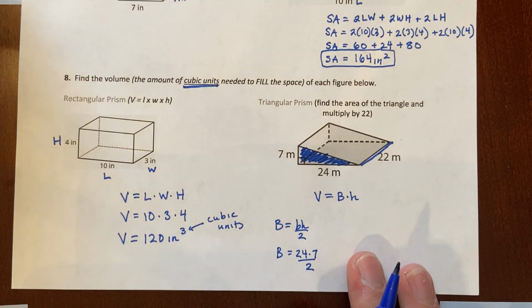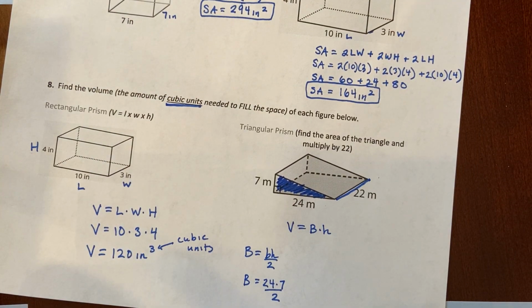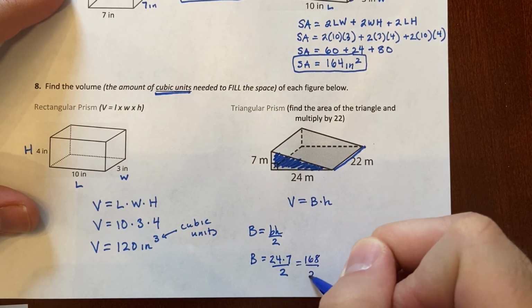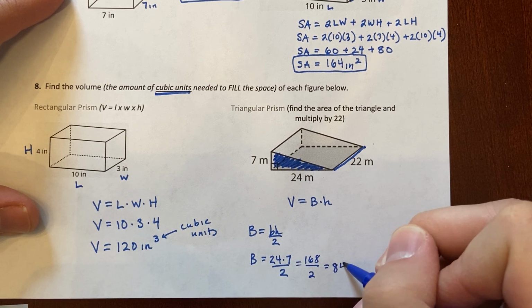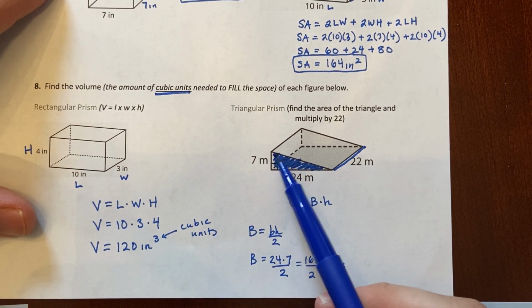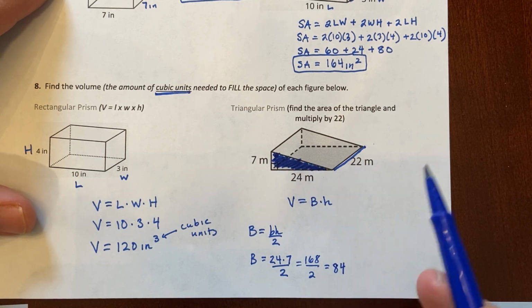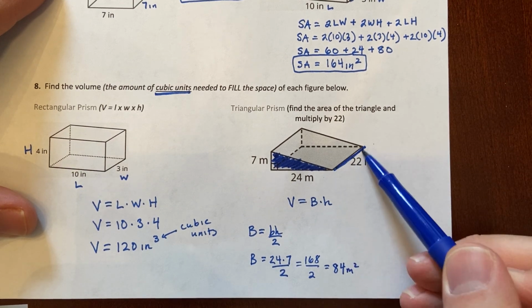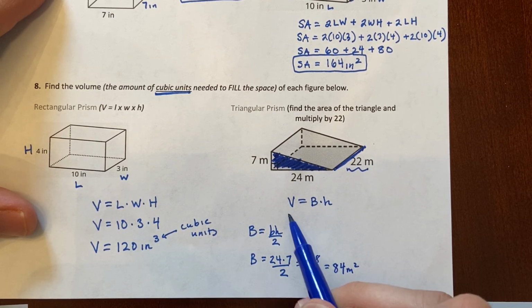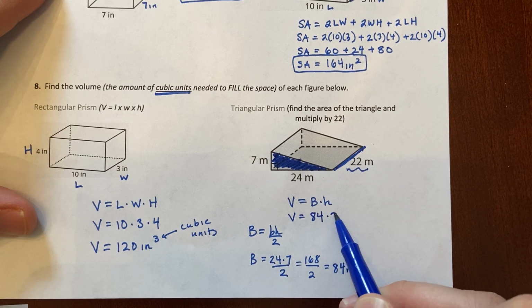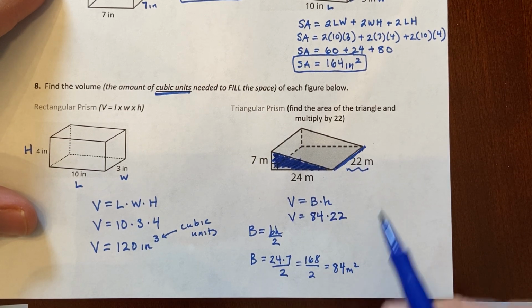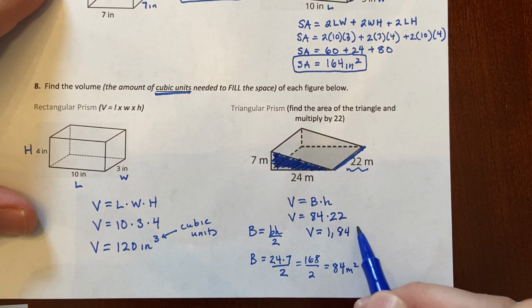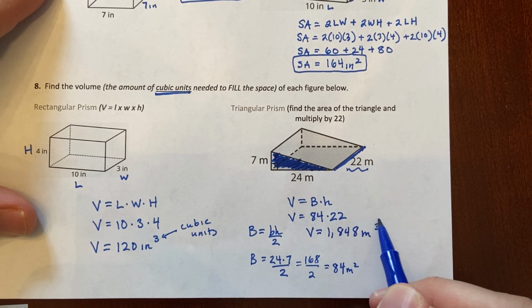7 times 24 is 168. And I divide that by 2, I get 84. So that is the area of this triangle, which is 2-dimensional. But I want to make it 3-dimensional, so I have to multiply it by the 22. So 84 times 22 turns this meters squared into meters cubed. Your volume is 1,848 meters to the 3rd power.